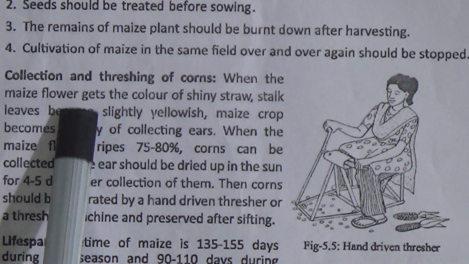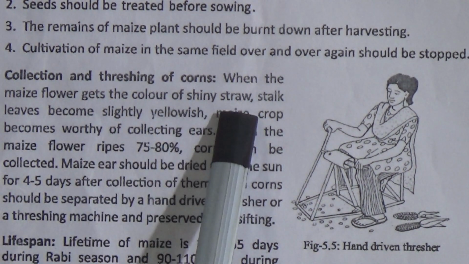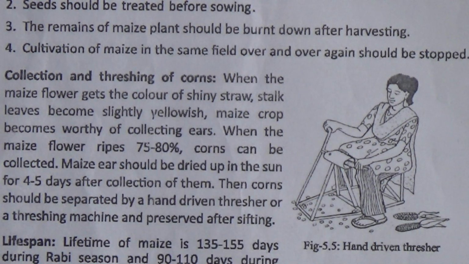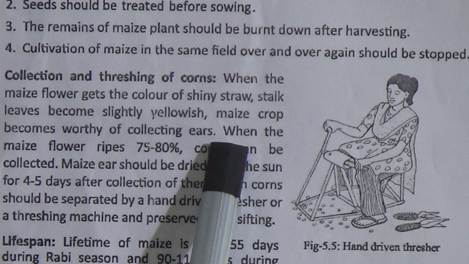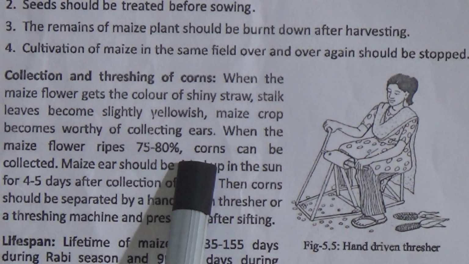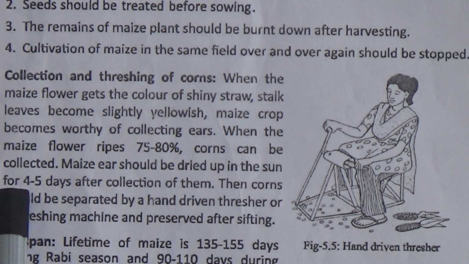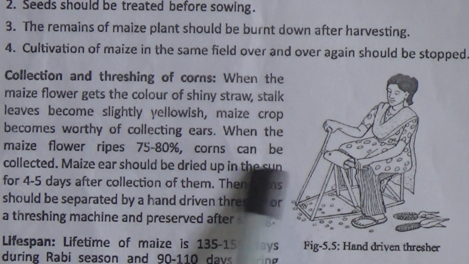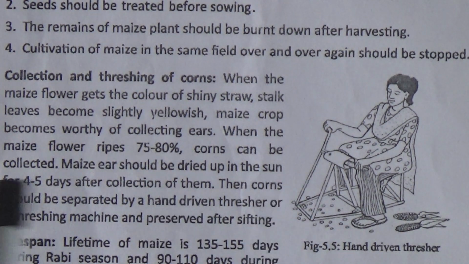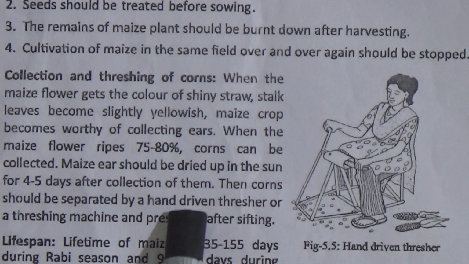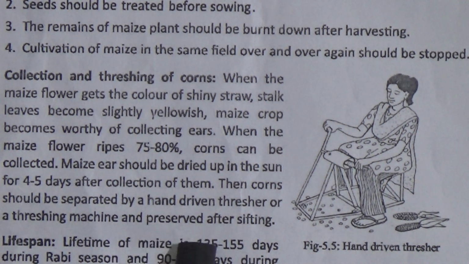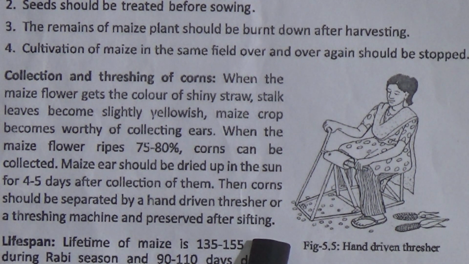When the maize flour gets the color of shiny straw, stalk leaves become slightly yellowish, maize crop becomes worthy of collecting ears. When the maize flour ripes 75 to 80%, corns can be collected. Maize ears should be dried up in the sun for 4 to 5 days after collection of them. The corns should be separated by a hand-driven thresher or a threshing machine and preserved after drying.